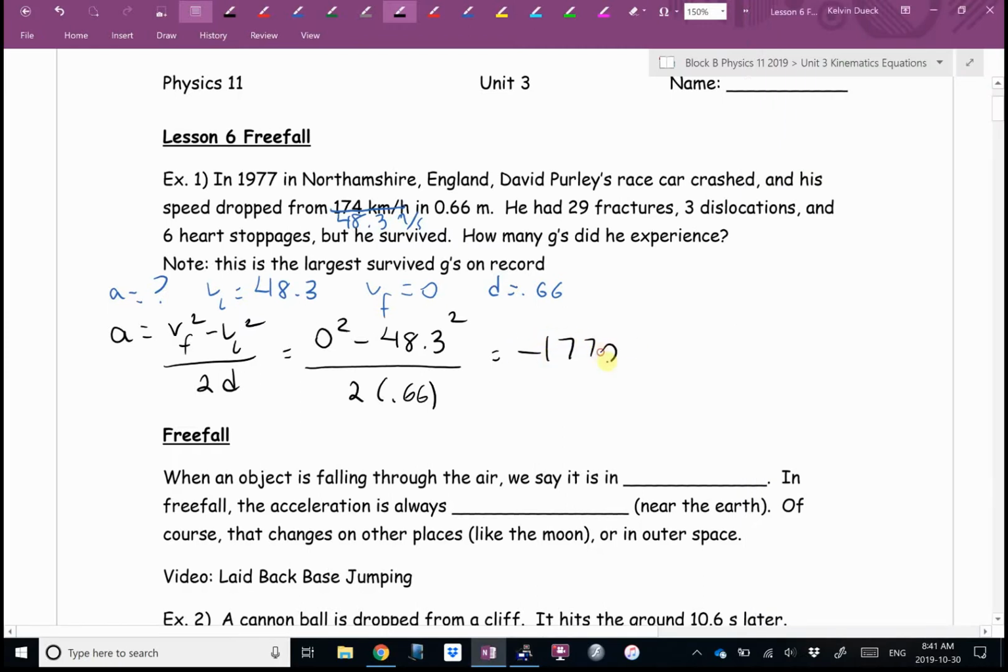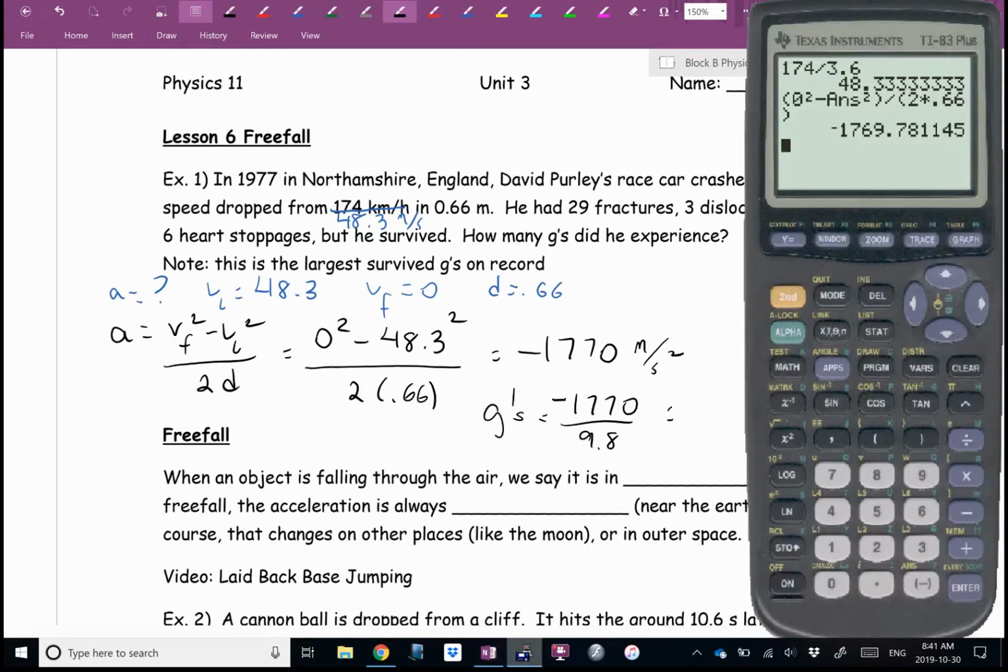That's in meters per second squared. How many G's is that? How do I figure out how many G's this is? On a couple of questions on your test, I will ask you to convert an acceleration into G's because it gives us a context for how big this is. How do I change meters per second squared into G's? Divide by 9.8. So G's equals negative 1,770 divided by 9.8.